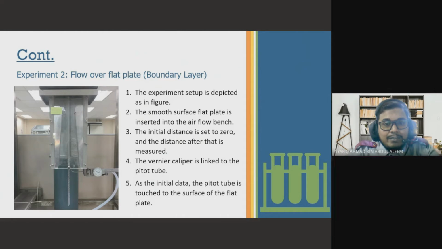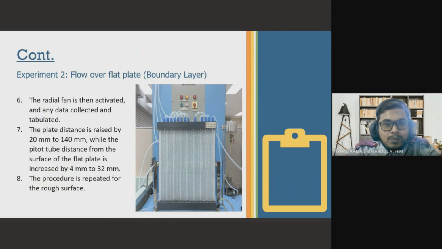Fourth is the vernier caliper is linked to the pitot tube. And as for the initial data, the pitot tube is attached to the surface of the flat plate. Six is the radial fan is then activated and the data collected and tabulated. Next would be the plate distance is raised by 20 mm to 140 mm, while the pitot tube distance from the surface of the flat plate is increased by 4 mm to 32 mm. And the last is the procedure is repeated for the rough surface.